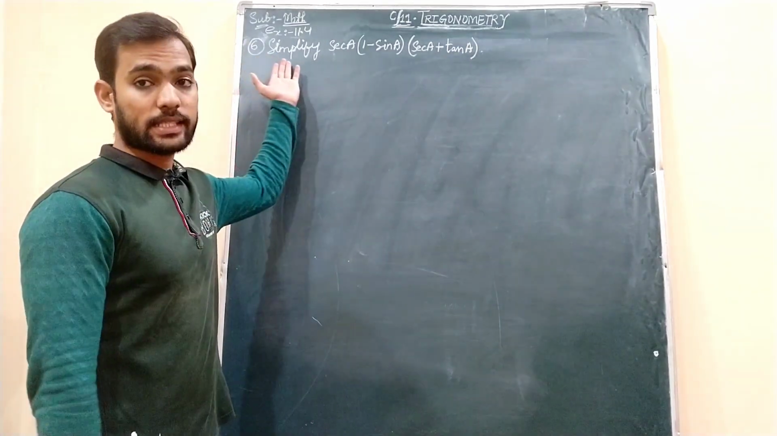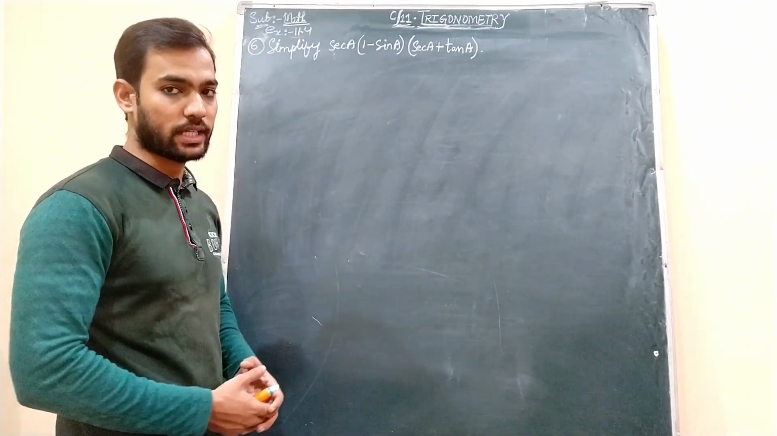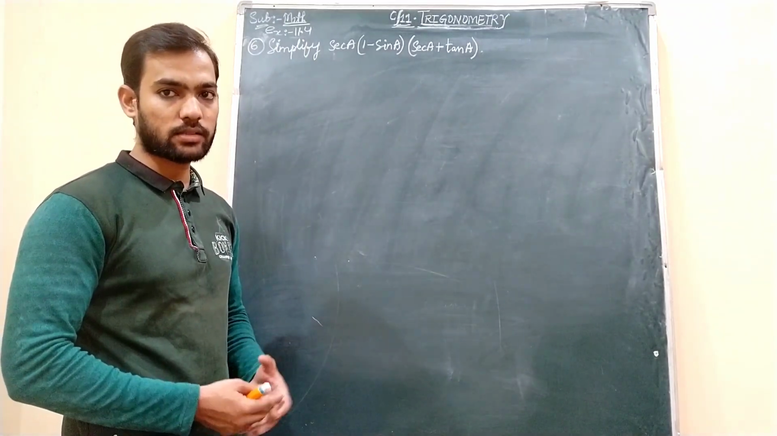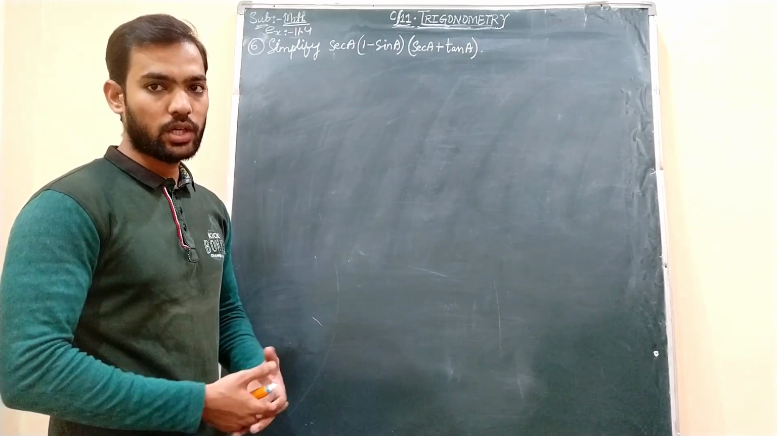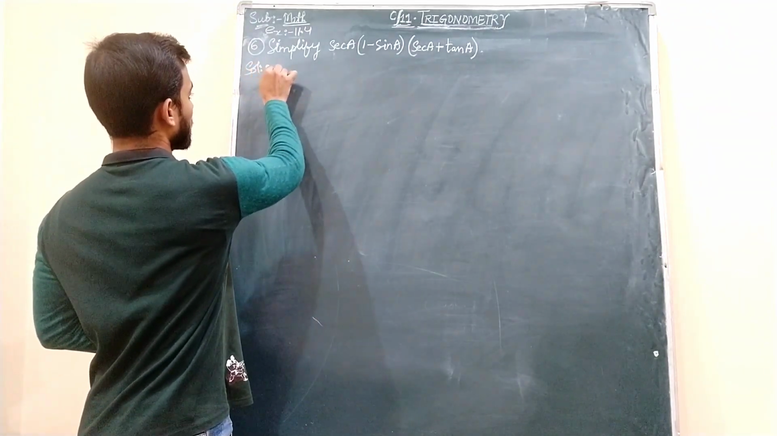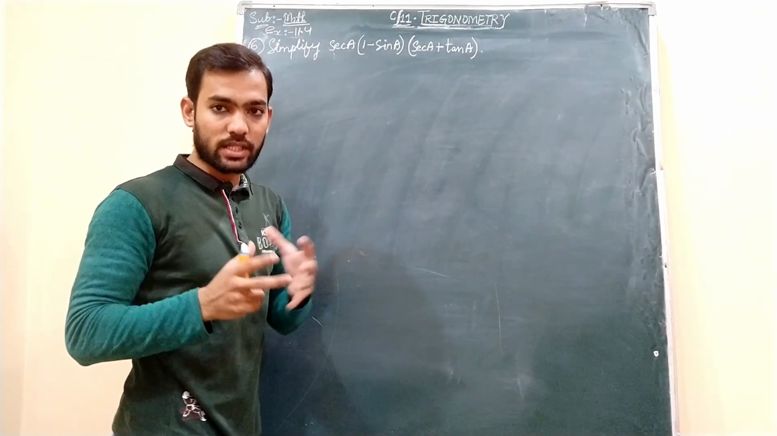Question number 6 is simplify. Here you need to simplify it. As I said, when you are simplifying, either you may get any number as your answer or you may get any trigonometric ratio. So let us see how to do this one. This complete expression we need to simplify it.